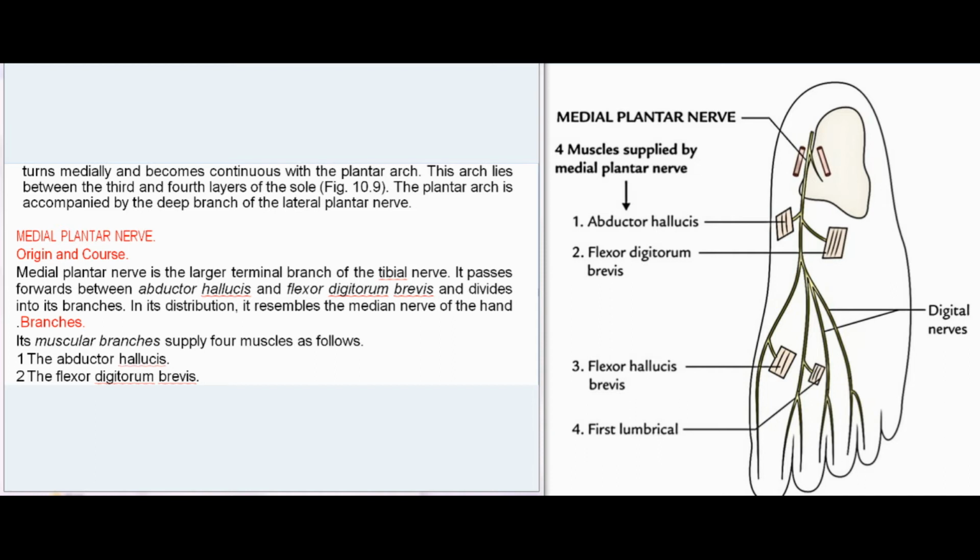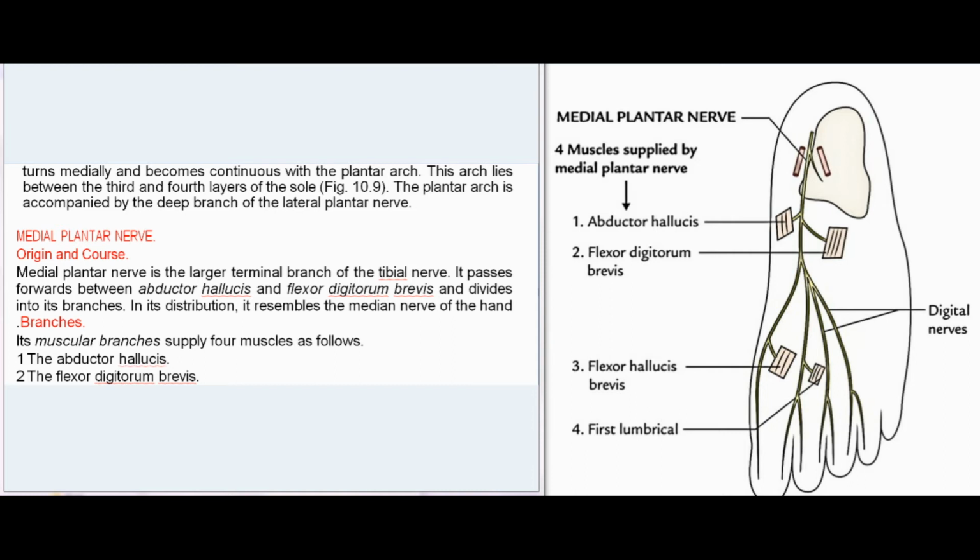Medial plantar nerve. Origin and course. Medial plantar nerve is the larger terminal branch of the tibial nerve. It passes forwards between abductor hallucis and flexor digitorum brevis and divides into its branches. In its distribution, it resembles the median nerve of the hand.